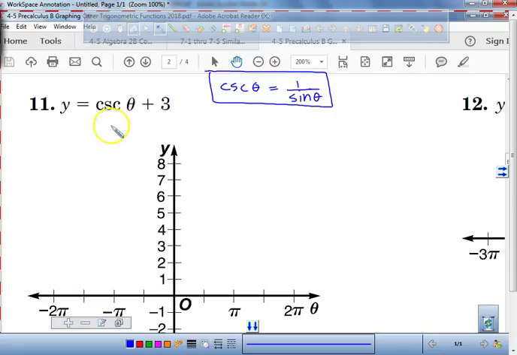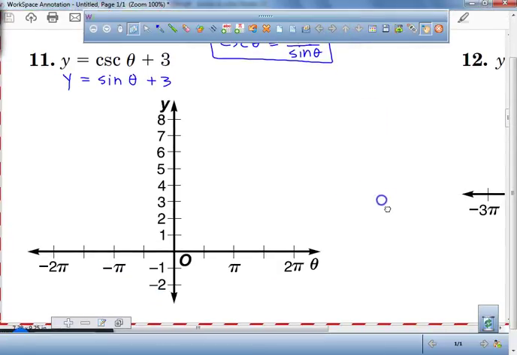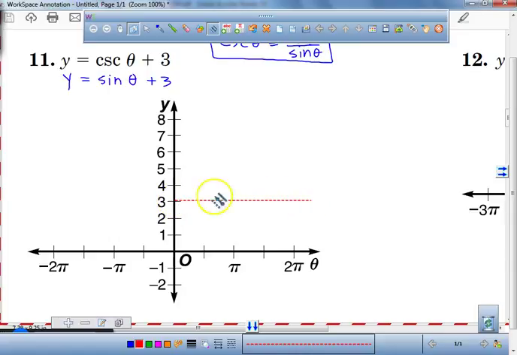What we're going to do is first graph the sine of theta plus 3. I want you to graph this one first. So what would our midline be for the sine of theta plus 3? Right there, so y equals 3. So we're going to draw right here, carefully, where y is equal to 3, a nice straight line.